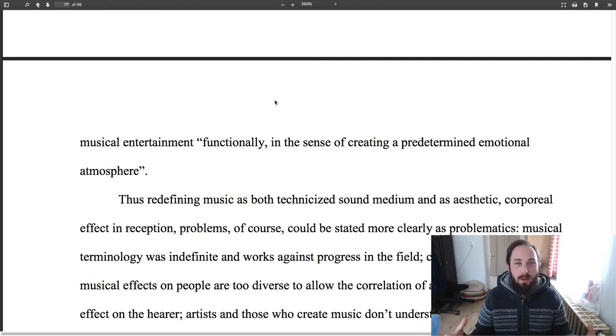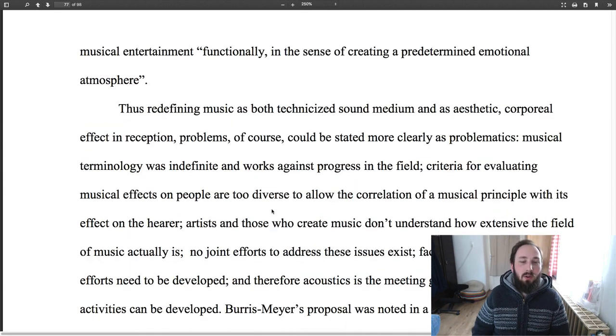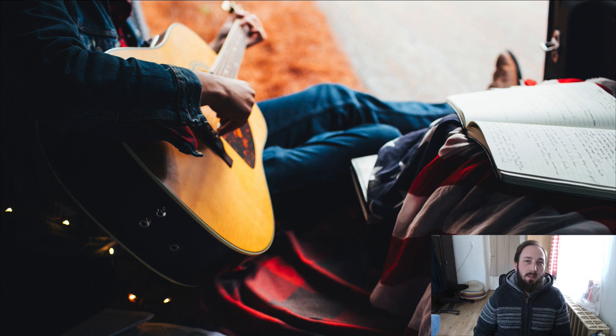So they are talking about how the music is predetermining the atmosphere of whatever they are trying to program you with. Exactly what Jimi Hendrix said, just in other words. Artists and those who create music don't understand how extensive the field of music actually is. Let that sink in.